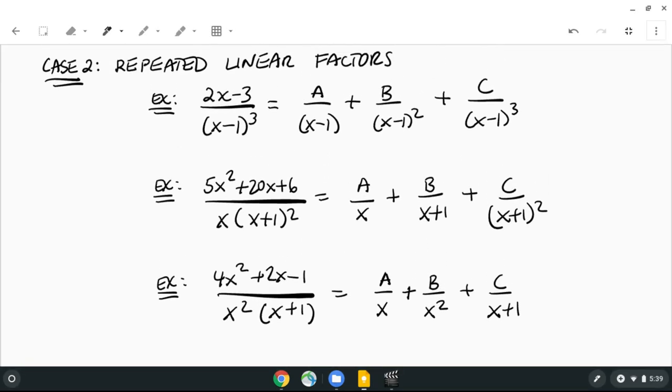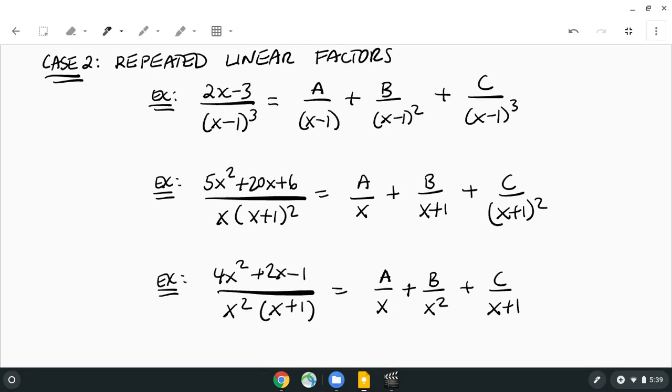So when you have these repeated linear factors, just make sure you do one for every level until you reach that power. So if it's like this one over here, x minus 1 cubed, you're going to have one for first power, second power, and third power.